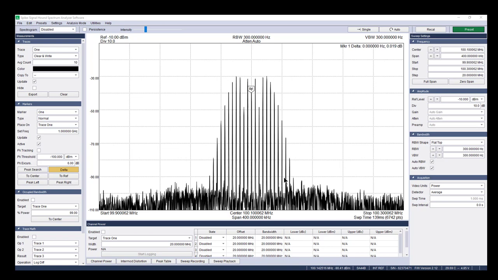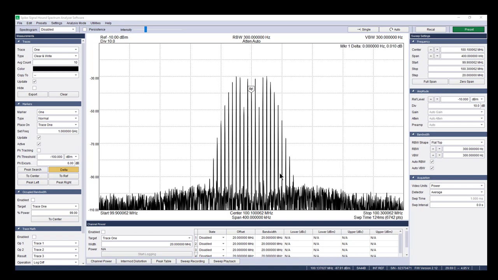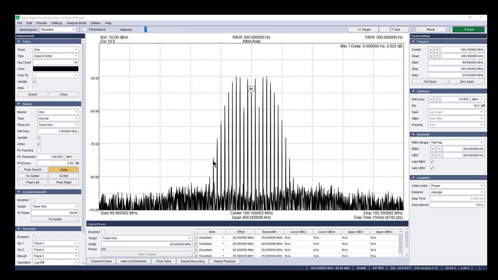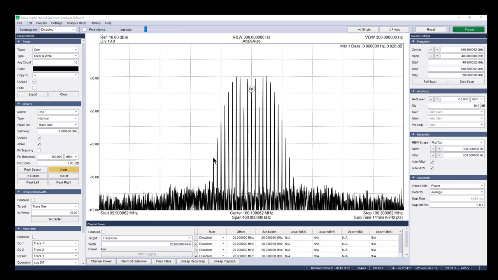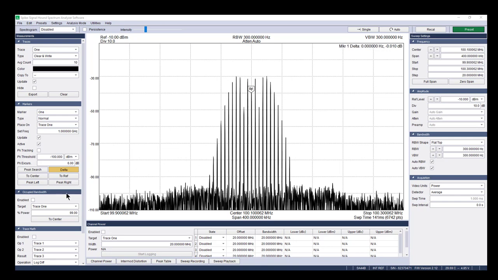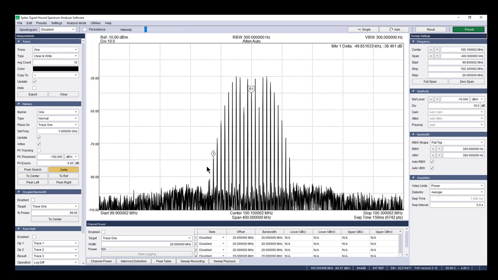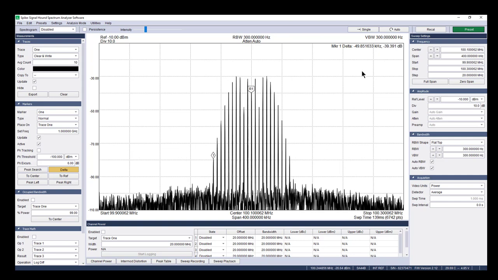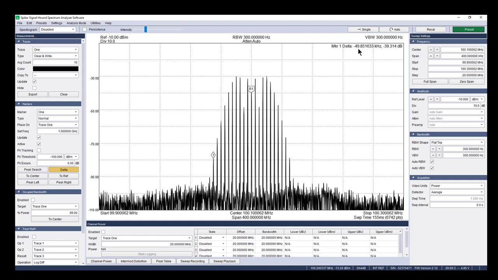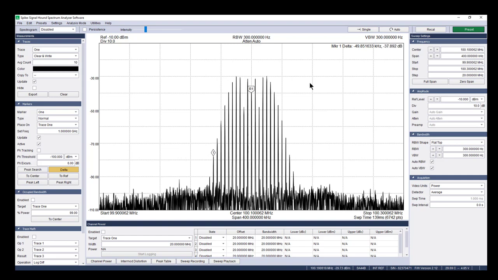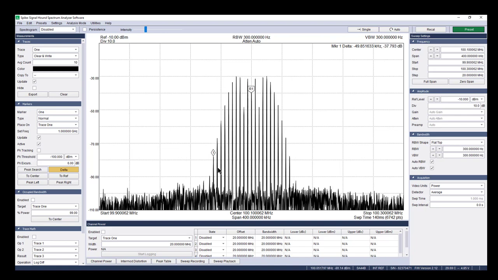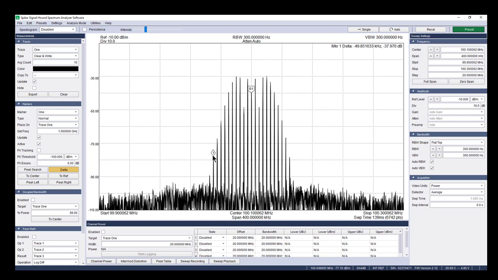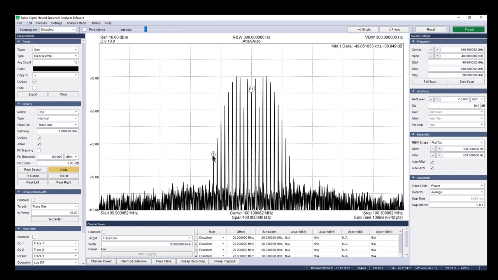If I bring the FM deviation down, the number of harmonics will go down as well, but this is the maximum. So let's go ahead and find out what this minimum frequency is on either side. And you can see our marker now is about 50 kHz from our center frequency. So our bandwidth is still well within that 80 kHz that we had calculated from Carson's rule.